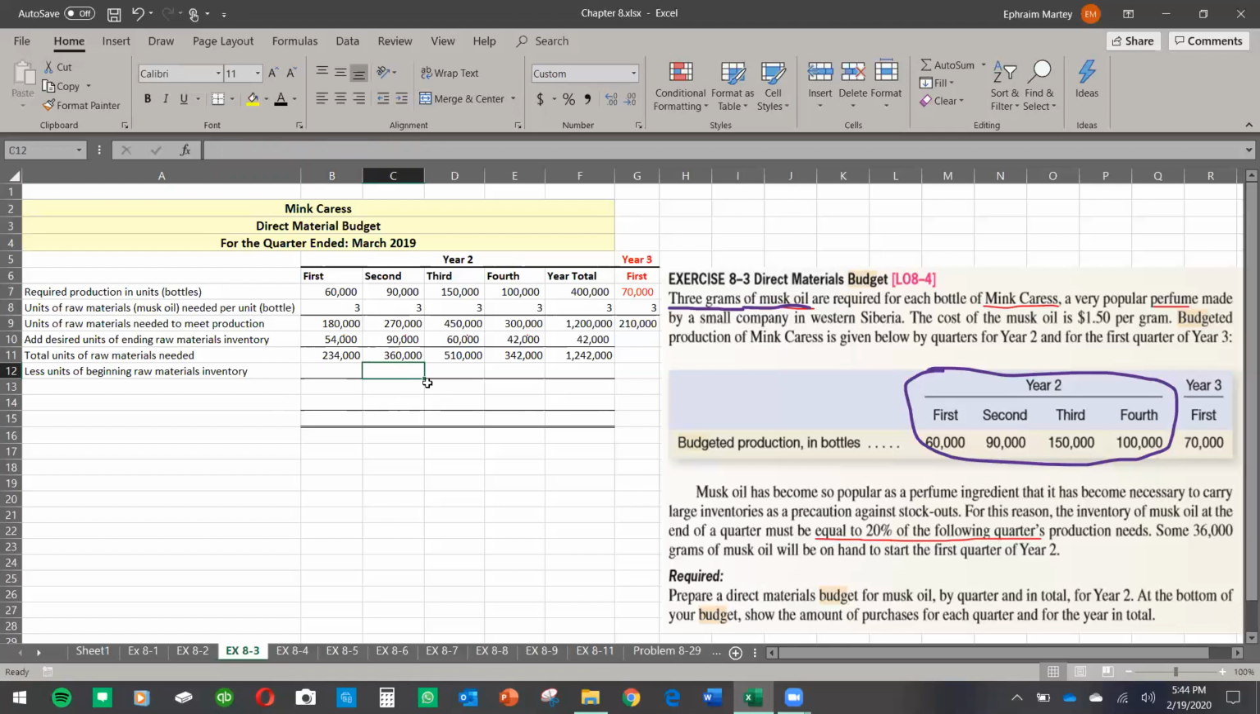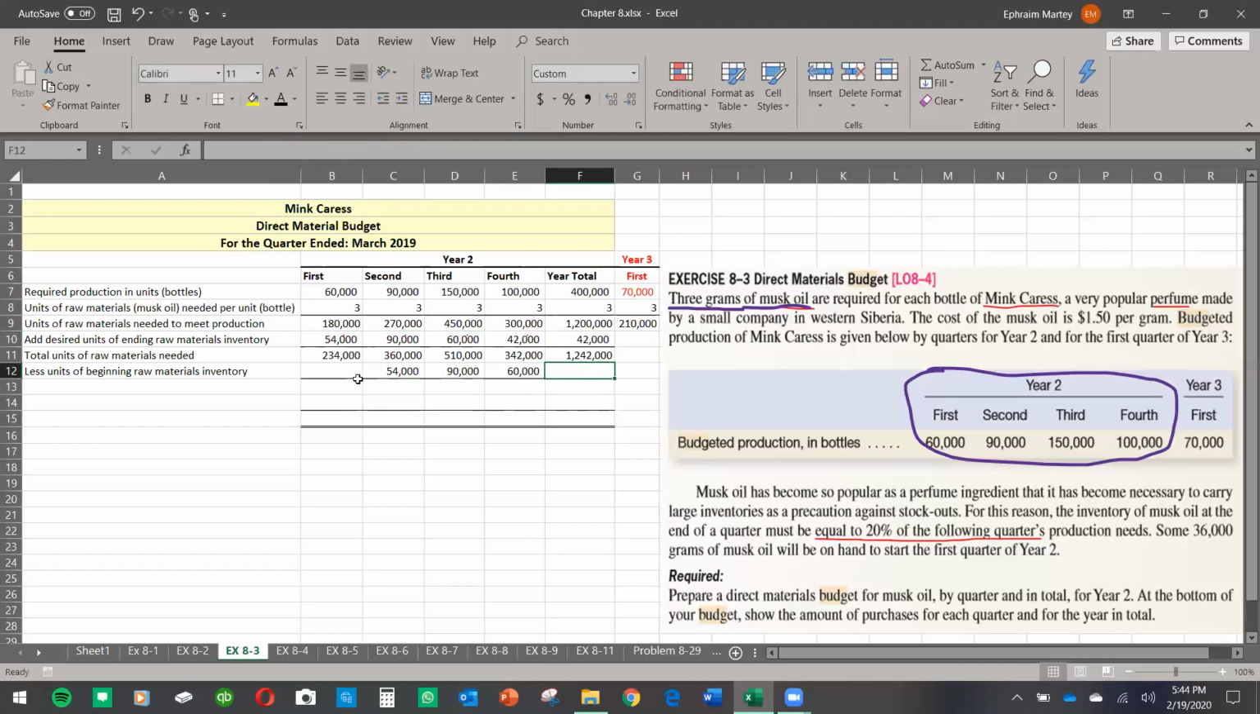So we have this one here in the second quarter, the beginning raw materials will be the ending raw material for the first quarter. In the third quarter, the beginning raw materials will be the ending for the second quarter. So let's go ahead and put this here. The fourth quarter will be the beginning for the third quarter. And that's what we have here.